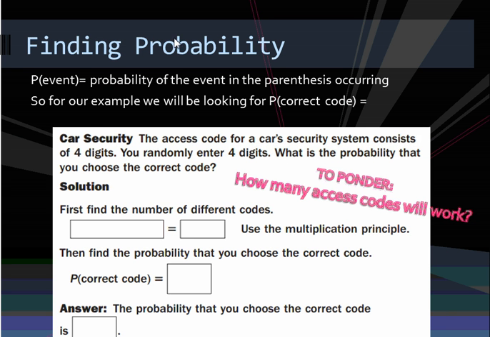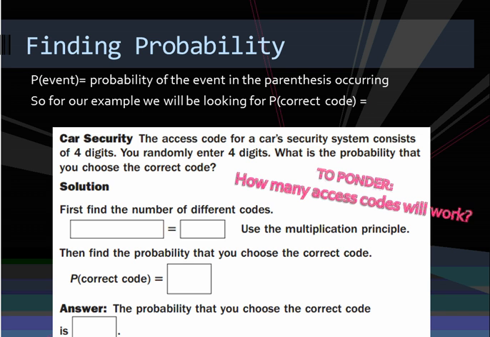Okay. Finding probability. We tend to look at it as P of event, so whatever the event is that we're looking to find will be inside of the parentheses. So it's the probability of the event in the parentheses occurring. For our example, we'll be looking for P of correct code, the probability of the correct code happening. So we have a car security system, and the access code for the car system consists of a 4-digit number. You randomly enter 4 digits. What is the probability that you will choose the correct code?